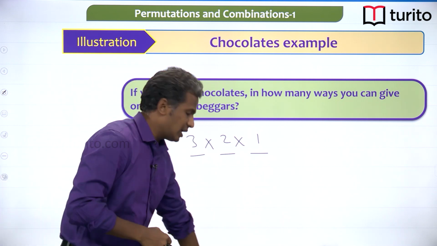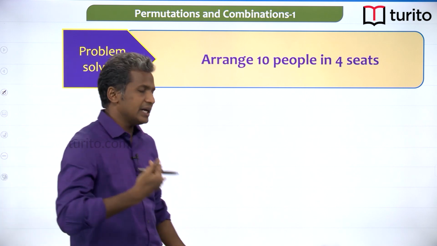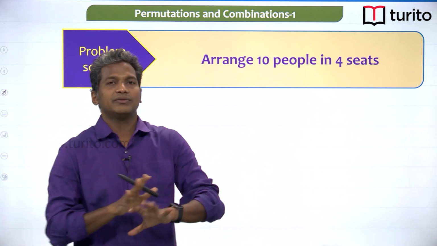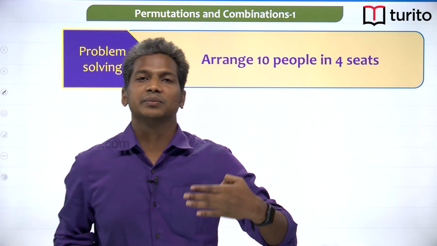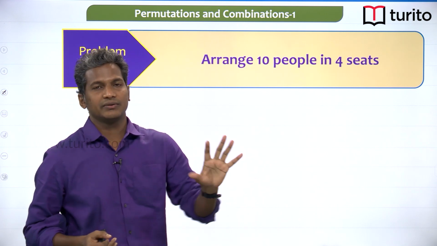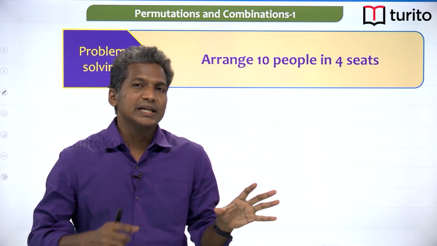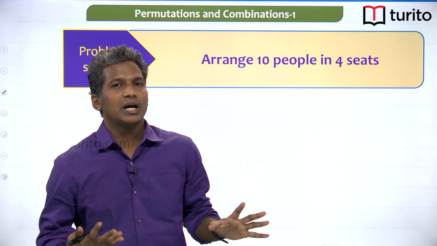Okay. So, now let us go to some examples. Let us build some ideas and concepts based on the fundamentals. So, till now we finished fundamentals. Now, let us build some ideas. Let us say there are 10 people, there are 4 seats available. You wanted to arrange these 10 people in those 4 seats. In how many ways you can do that?